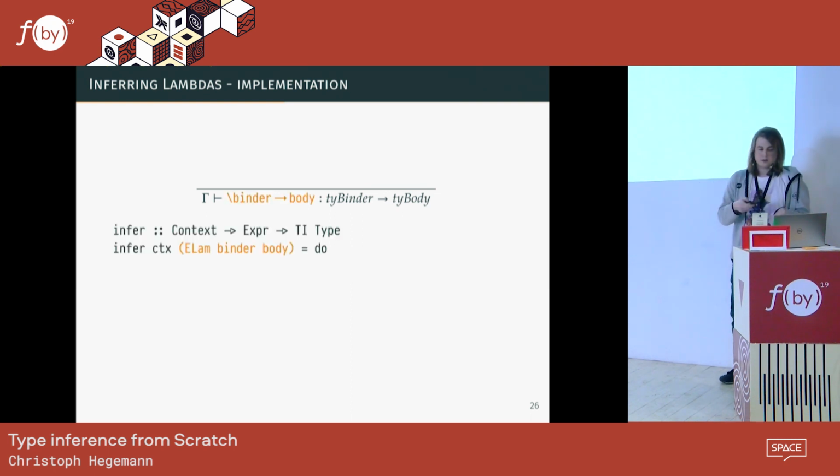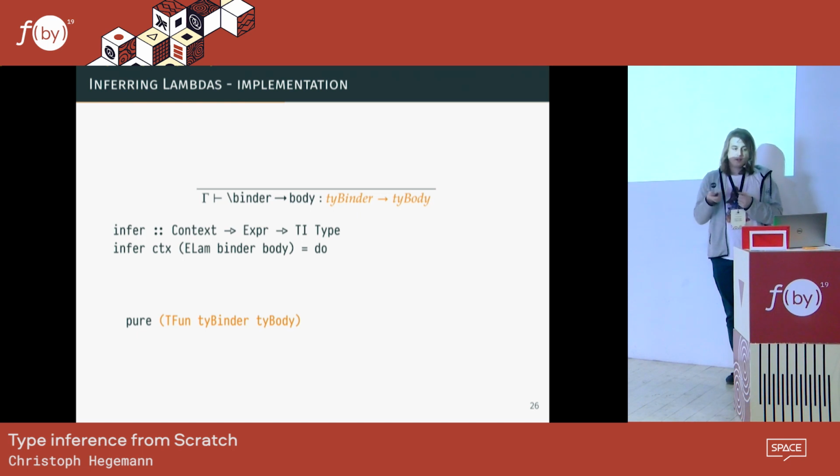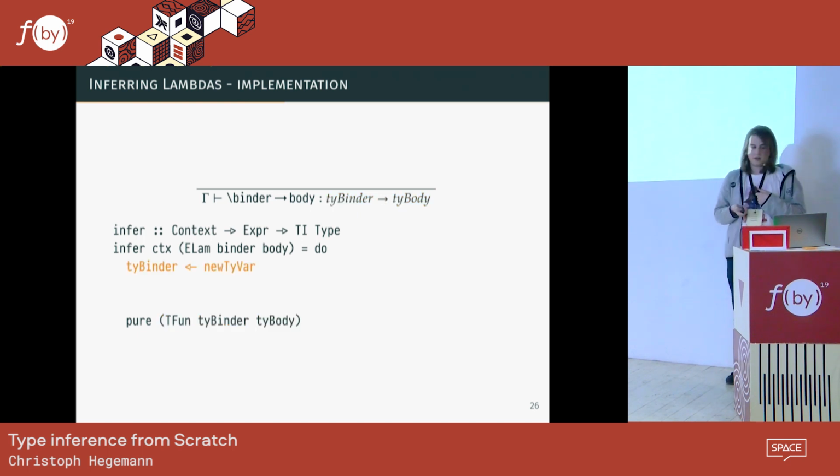So the first thing we do is we pattern match on the expression type, pattern match our binder and body out. We know what we want to return, so we're just going to say we want to return the function type from type binder to type body. Now we don't know anything about the body yet, so we're just going to create a type variable for it. It's a new type var.